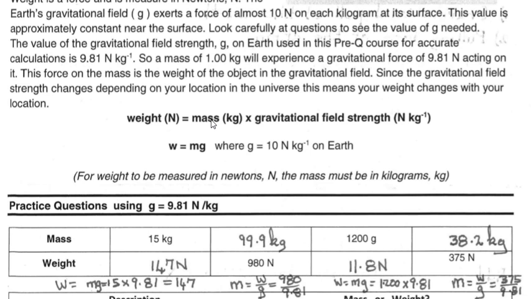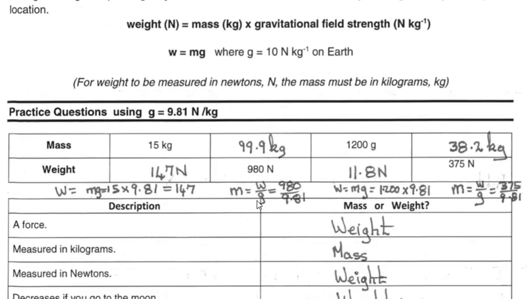Some questions will tell you to use g equals 10 newtons per kilogram if it doesn't need very high precision, but most GCSE and A-level questions now will require you to use g equals 9.81 newtons per kilogram, which is what we're going to use in the following examples.